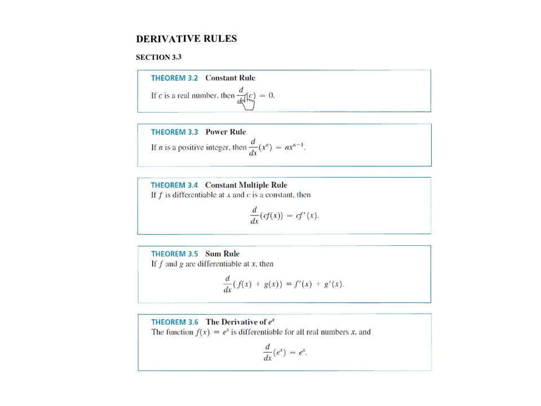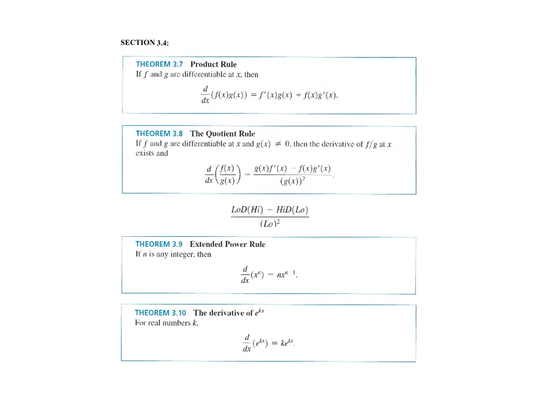The constant rule, the derivative of a constant is 0. The power rule, the derivative of x to the nth is nx to the n minus 1. The constant multiple rule, I was calling it the linear rule before, but the derivative of c times f of x is c times f prime of x. The sum rule, as we've seen, and the derivative of e to the x. Those are a few of the rules. We'll see a couple more on the next slide.